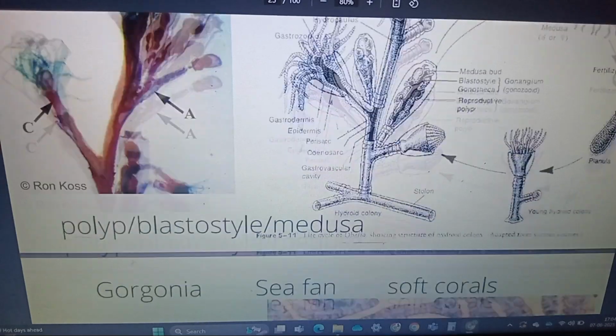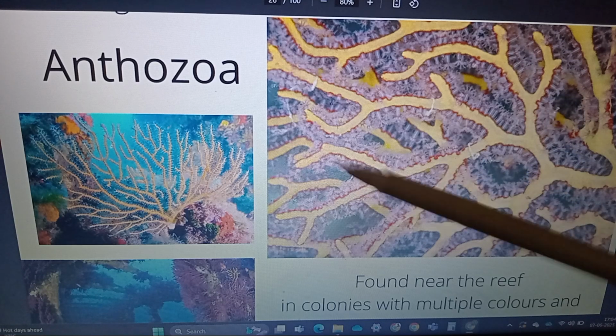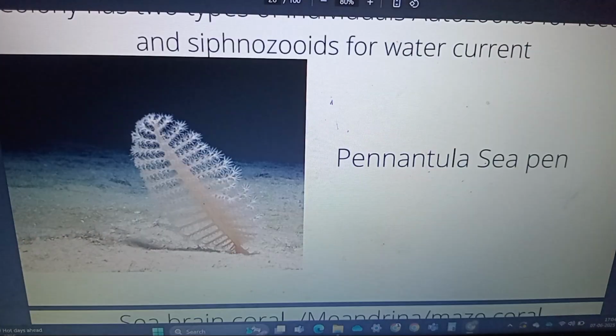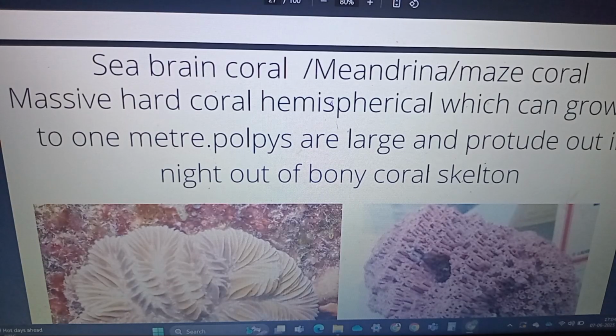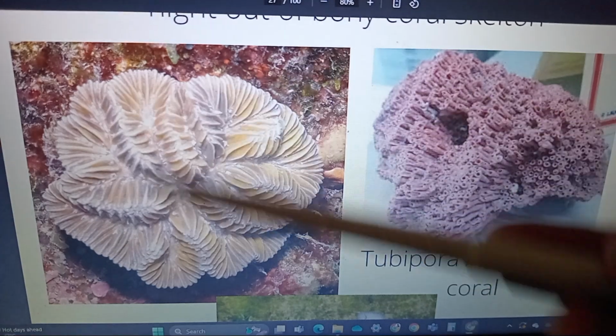The other examples shown are this sea fan. Some of the corals have a skeleton of calcium carbonate and they are in colonies. Here we see the small animals in a colony, the whole colony being called the sea fan, Gorgonia. Similarly, a colony in the form of a sea pen is called Pennatula, and the sea brain is called Meandrina. This can be very large in size.